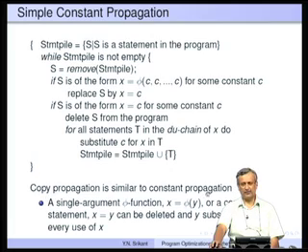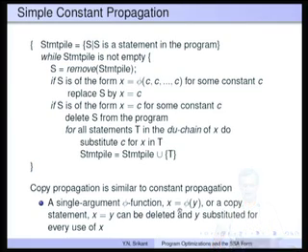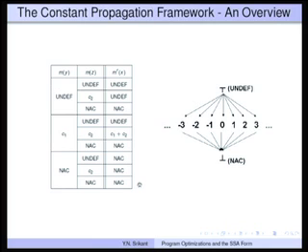So, what is copy propagation? It is very similar to constant propagation. So, a single statement single argument phi function such as x equal to phi of y, or a copy statement x equal to y, we can delete it and y is substituted for every use of x. So, wherever we have x in x equal to c, we substituted by c. Here wherever we have x, we substitute by y. So, that is copy propagation, very simple copy propagation.